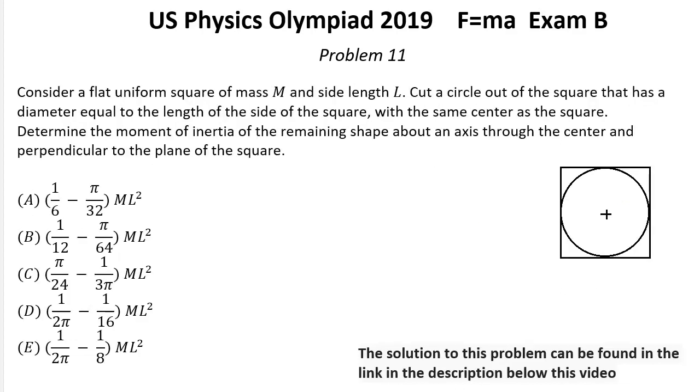Problem number 11. Consider a flat uniform square of mass m and side length L. Cut a circle out of the square that has a diameter equal to the length of the side of the square, with the same center as the square. Determine the moment of inertia of the remaining shape about an axis through the center and perpendicular to the plane of the square.